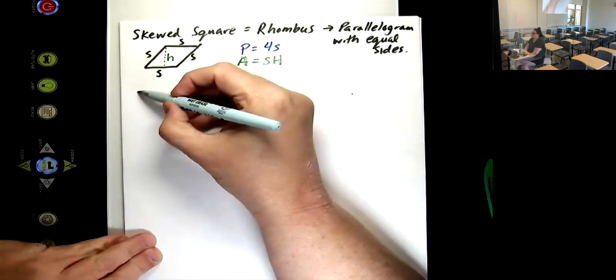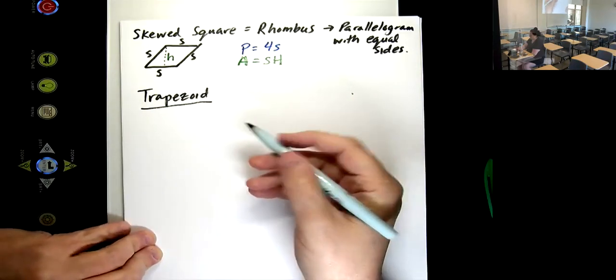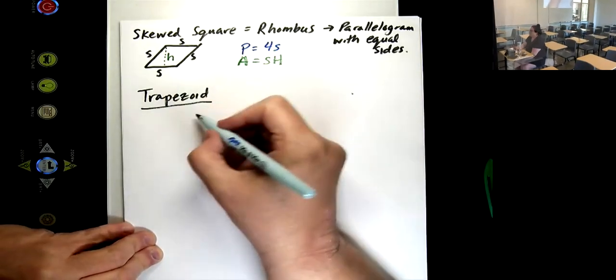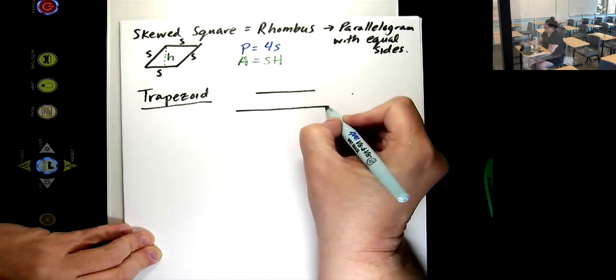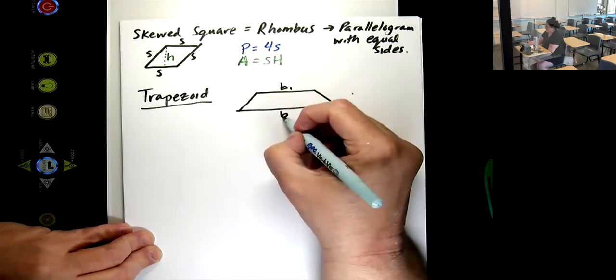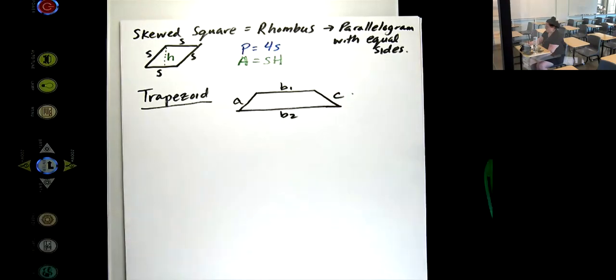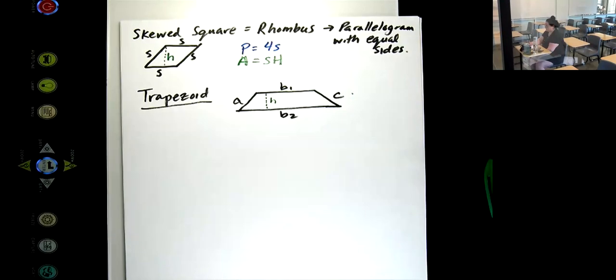The trapezoid. Okay, this is where things start to change. B1, B2, call that A and C. And again, we need a vertical distance here, so H. So A and C don't measure the same. They don't have to measure the same. They can be different.